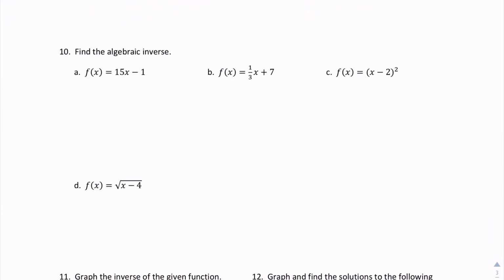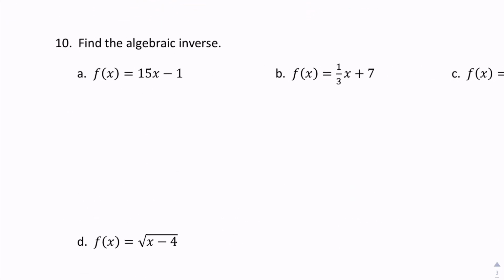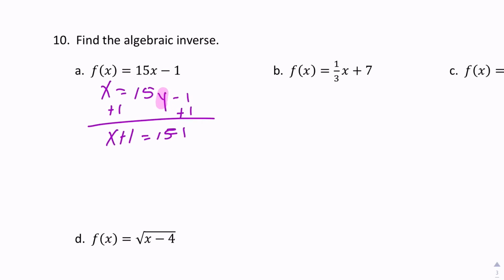Algebraic inverse, again, we're just switching x and y. So this is x equals 15y minus 1. And now we solve for the new y. So I add 1. x plus 1 equals 15y. Divide by 15. So y equals (x plus 1) over 15.